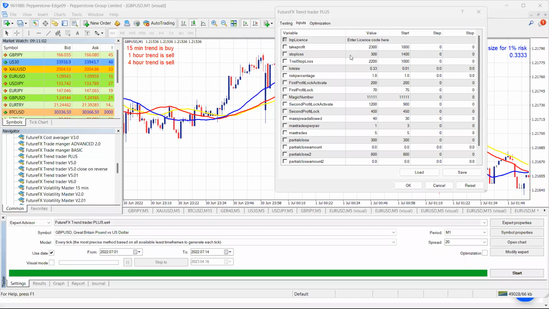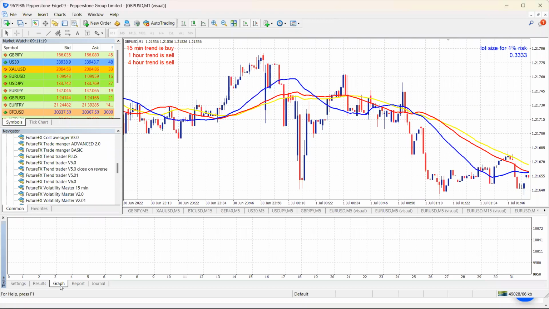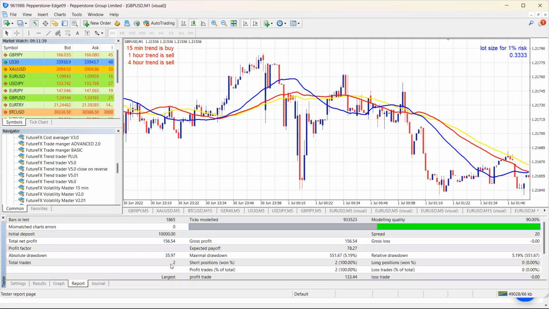So I've got the settings for pound USD, and first off, I'm just going to run max trades per pair at 1 to get a look at what the current version of the software would do. And I'll just put it back on the 15-minute time frame and let it do its thing. Okay, the report, it took out 2 trades and made $156. So still something I'm happy with.